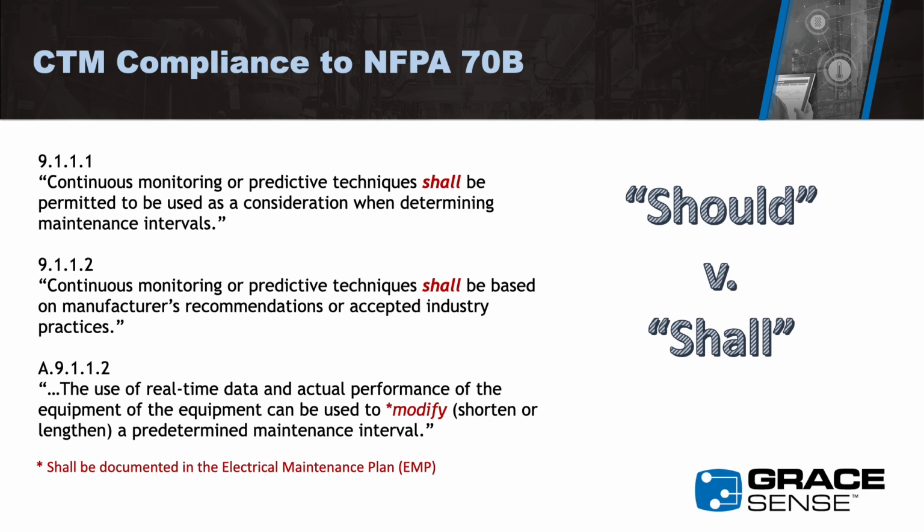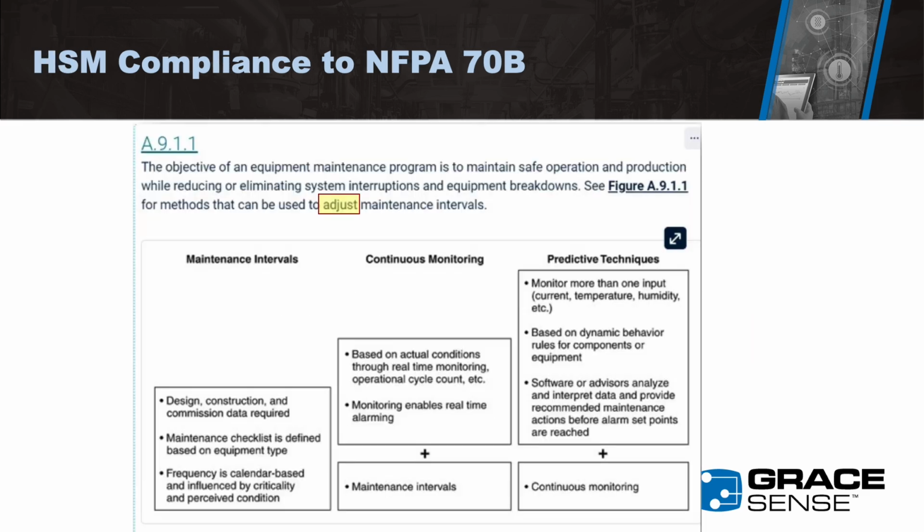As we go through this prescriptive language in 70B, again, it speaks to the shalls and the shoulds of continuous monitoring. So it's really nice to be able to see how they've married the two together. We're going to specifically talk about this table, which is in the appendix or the annex of 70B 8.9.1.1, which really segments each layer of equipment or sensor deployment that you can use to benefit yourself.